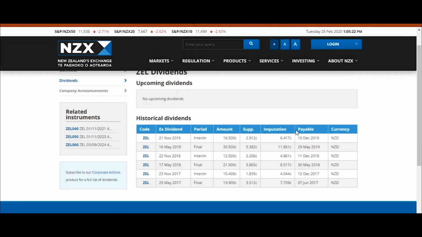Let's keep moving on. The next column is the payable date. This is the date you should receive the dividend. The next column after that is the currency which the dividend will be paid as. Now let's put all this into an example.